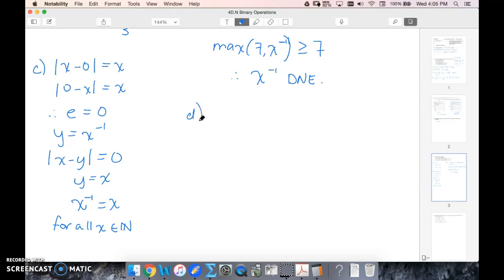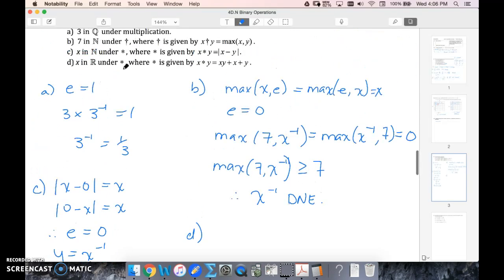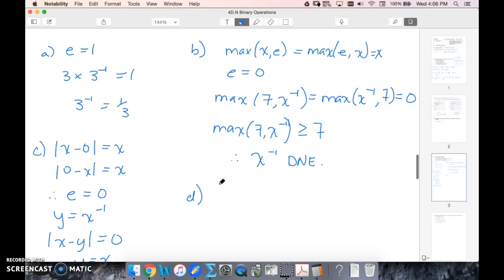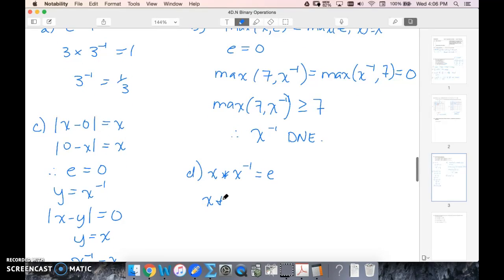All right, now let's look at this last function d. We've got x in real numbers. Our star is xy plus x plus y. So we want our x star x inverse to be the identity element. But first of all, to get the identity element, that means we want x star identity to give us x. So if we look at our function, x star identity is going to be x identity plus x plus identity, and this needs to be equal to x. Well, if I solve out for my identity element, I'm going to get that e has to be 0.